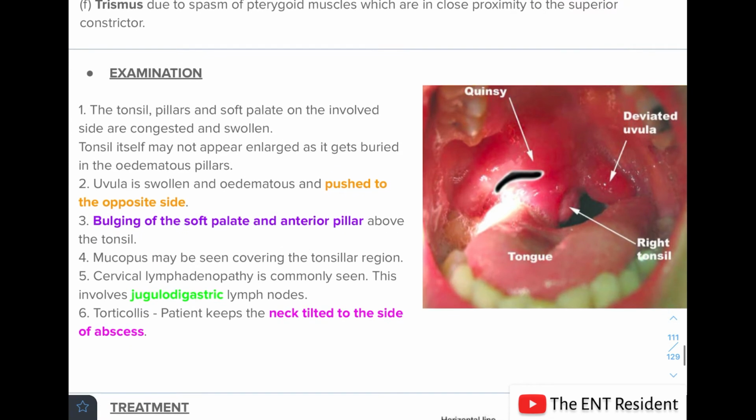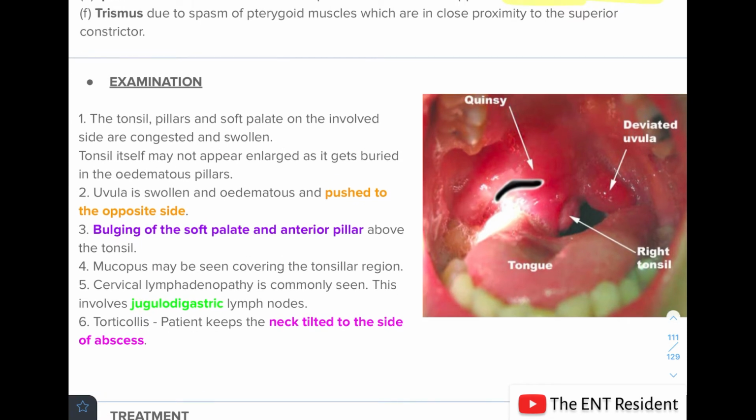Coming to examination, the tonsil, pillar and soft palate on the involved side will be congested and swollen. The tonsil itself may not appear enlarged as it gets buried in the edematous pillar. Uvula will be swollen and edematous and pushed to the opposite side. You can see over here, this here is the deviated uvula. There will be bulging of the soft palate and the anterior pillar above the tonsil.